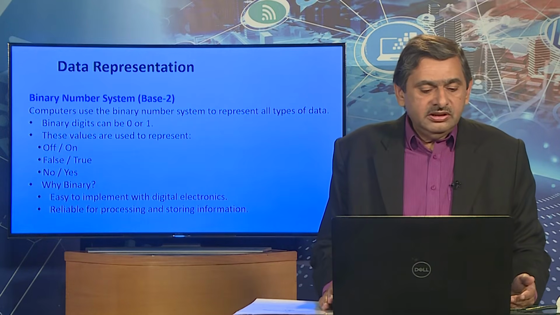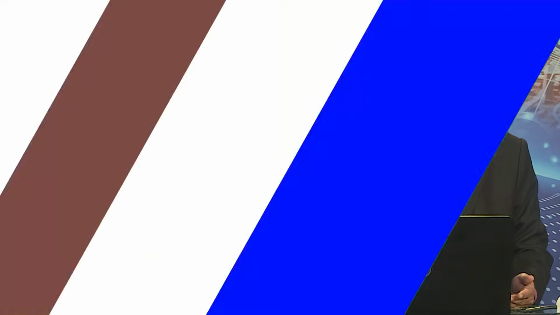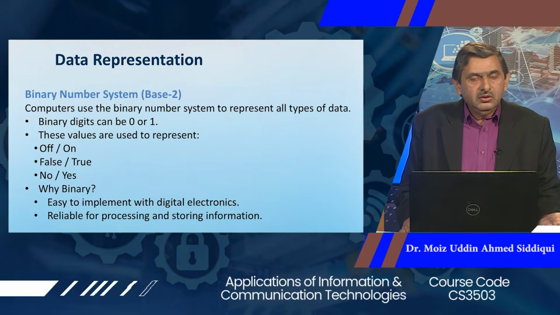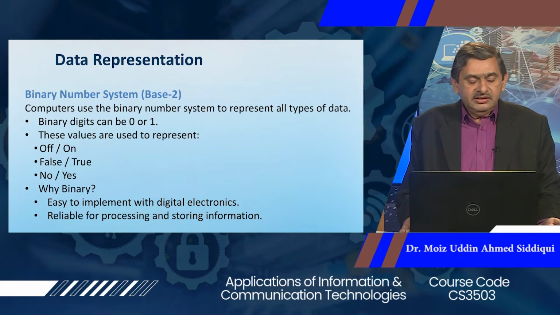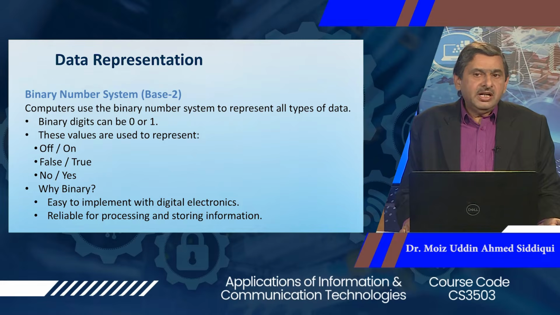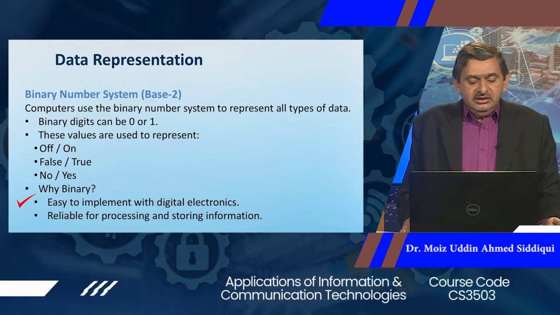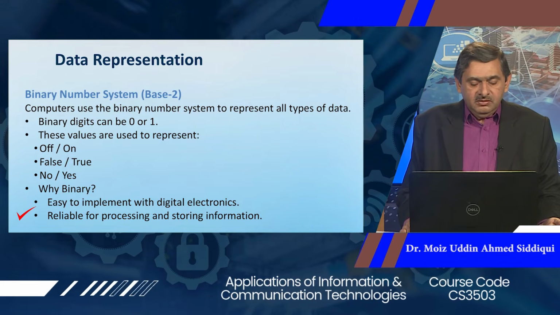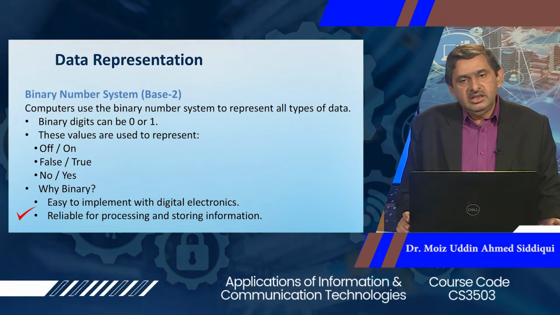We have an important concept about the binary number system. Computers use the binary number system to represent all types of data. And what are binary numbers? Binary digits can be 0 or 1, and these values are used to represent either off, on, false, true, no, yes. And now the question arises, why do computers use binary numbers? Because they are easy to implement with digital electronics and they are reliable for processing and storing the information.